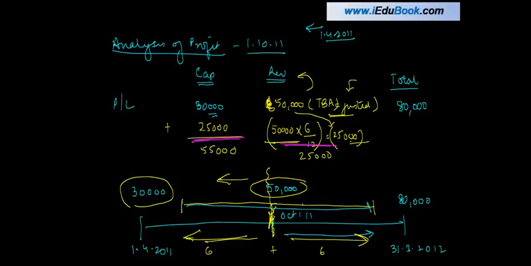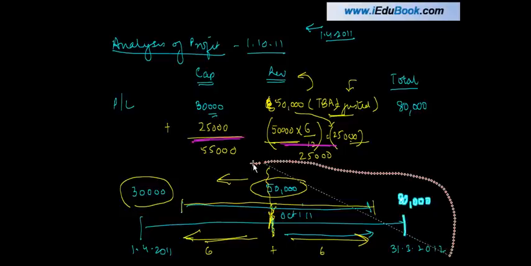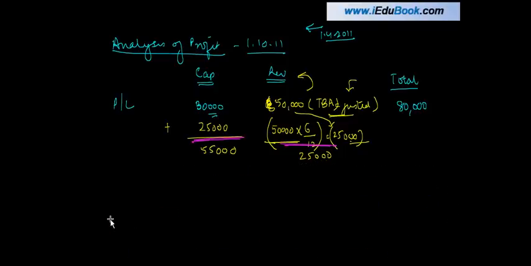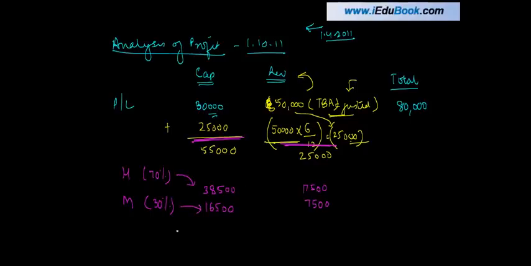I'm just erasing this stuff on the bottom because I now need to do the allocation. So how much does the holding company own and how much does the minority own? 70%, 30%, right? 70% of 25,000 is 17,500, 70% of 55,000 is 38,500, right? So 70% is this, 30% is this.